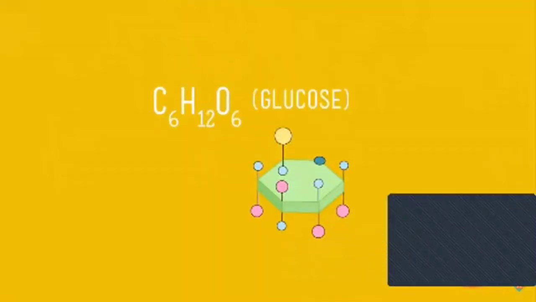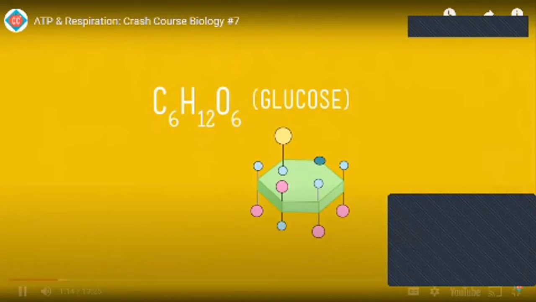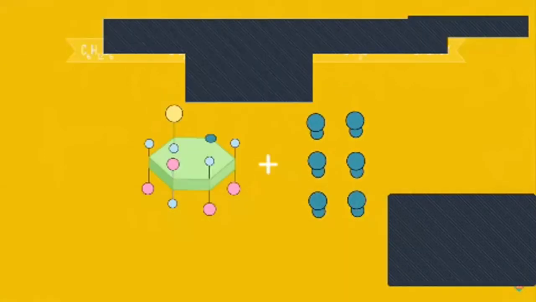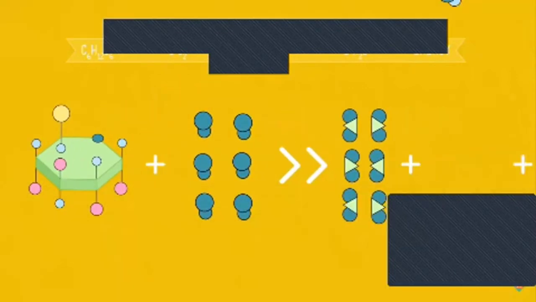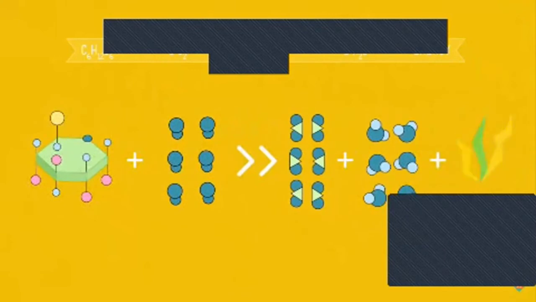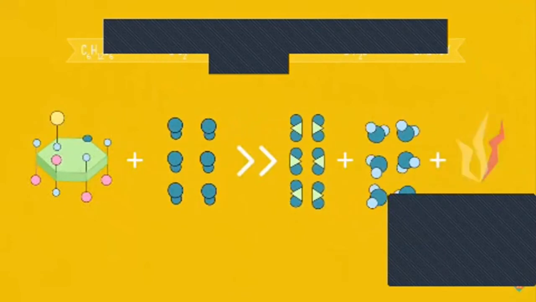Here's the chemical formula for one molecule of glucose. In order to turn this glucose into energy, we're going to need to add oxygen, 6 molecules of it to be exact. Through cellular respiration, we're going to turn that glucose and oxygen into 6 molecules of CO2, 6 molecules of water, and some energy that we can use for doing all of our push-ups. So that's all well and good, but here's the thing. We can't just use that energy to run a marathon or something.